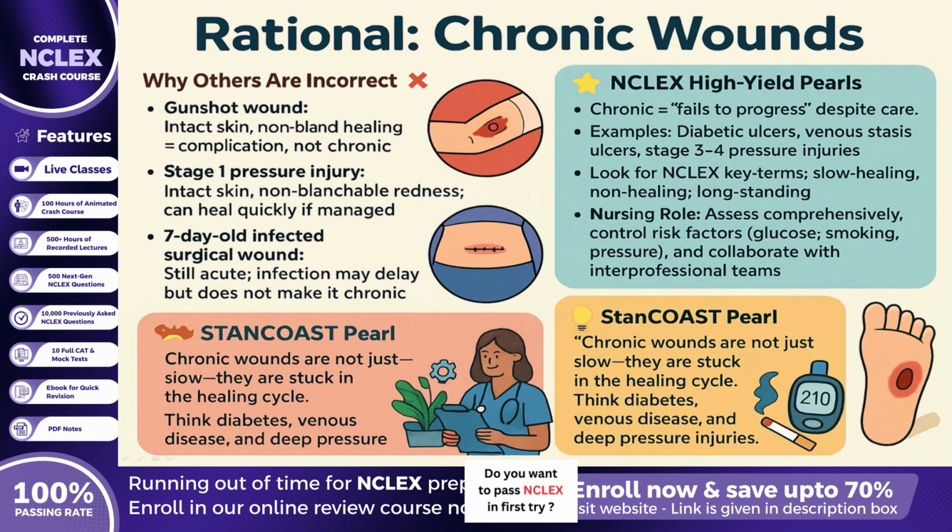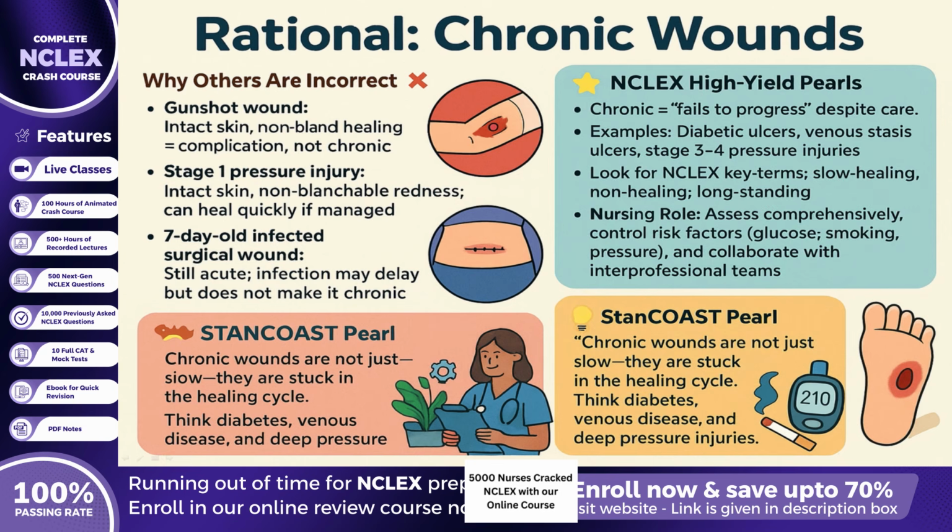Shifting our attention to option 3, a stage 1 pressure injury on the coccyx. This too is incorrect, because at this early stage, the skin is intact but shows non-blanchable redness. It is not yet considered chronic, as with proper pressure redistribution, moisture management, and nutrition, it can often heal quickly and fully. Chronic classification is more appropriate for deeper, non-healing pressure injuries at stage 3 or 4.